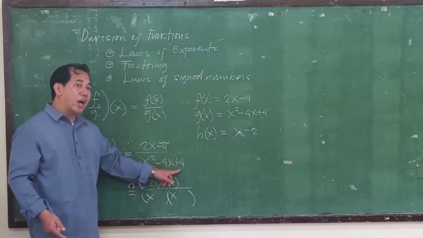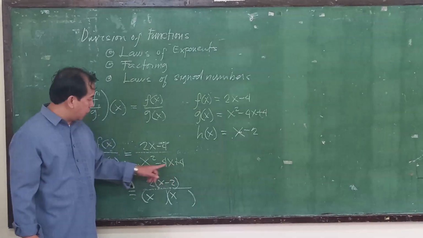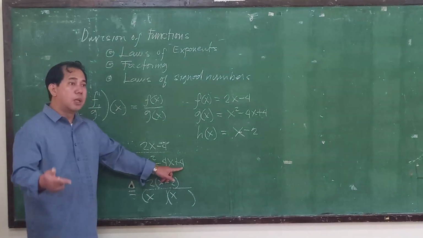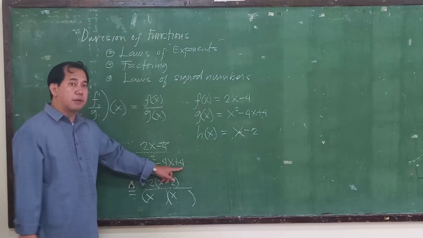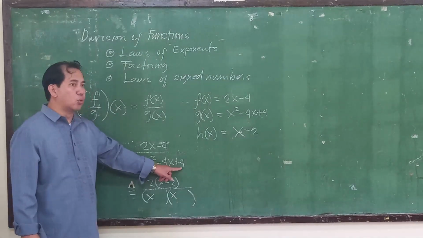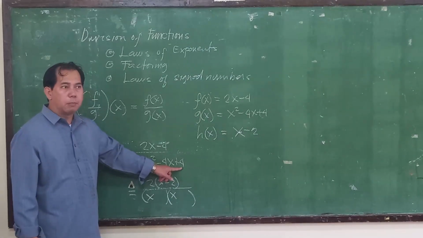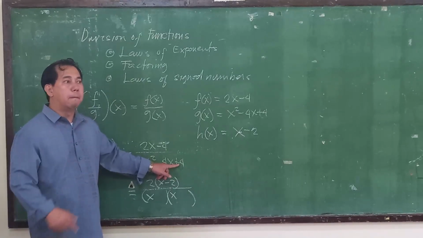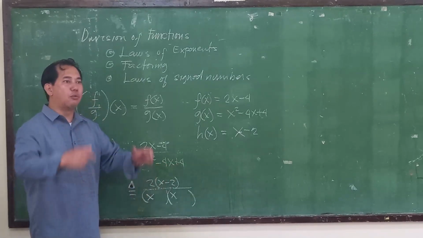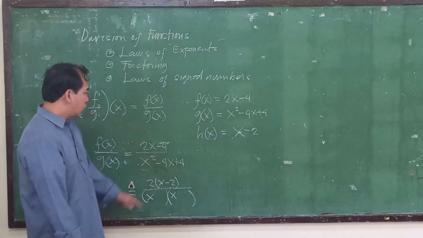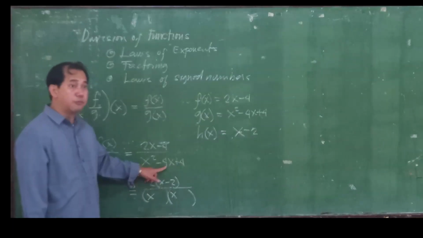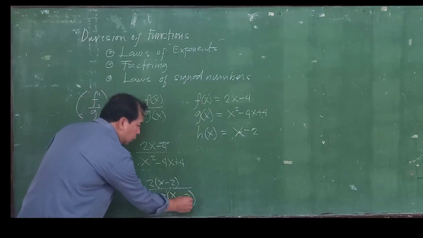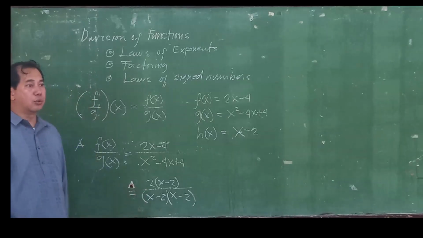middle term. What are the factors of 4 that, if you add them, will give you negative 4? Negative 2 and negative 2. Multiply negative 2 by negative 2, positive 4. Add them: negative 2 plus negative 2, addition of like signs, so that is negative 4. So the factors are negative 2. That is how to factor them.